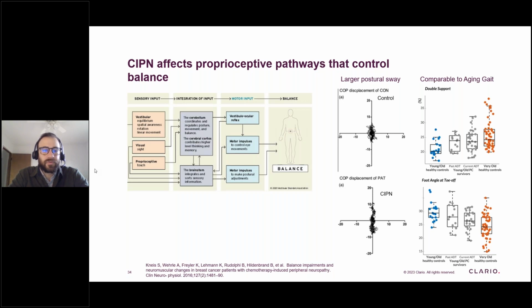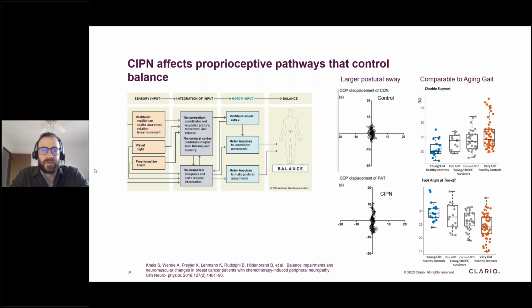So the proprioceptive input is integrated with other sensory input in the brain and the brainstem, and further regulates motor impulses that control eye movement and postural adjustments that are really essential for maintaining balance in day-to-day tasks. CIPN affects the peripheral sensory structures and alters that integration of proprioceptive input, and that can negatively impact balance and mobility. So for example, on the right, we see two graphs representative of postural sway patterns for a healthy control on the top and a patient with CIPN on the bottom.